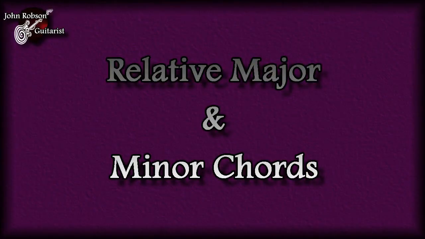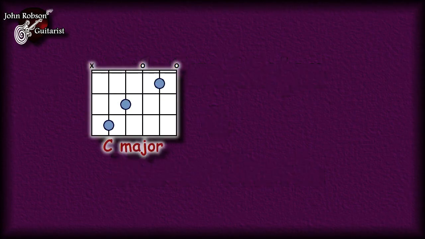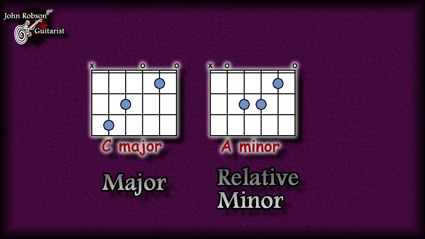Right, let's begin by looking at the chord of C major. Now all you've got to do is take this note and move it to here, which will give us the chord of A minor. And for reasons that are a bit complicated and frankly not worth going into right now, A minor is what is known as the relative minor chord to C major. Or you can flip that around and say that C major is the relative major chord to A minor.